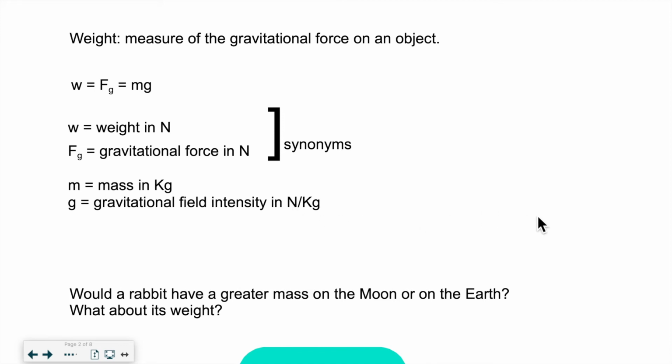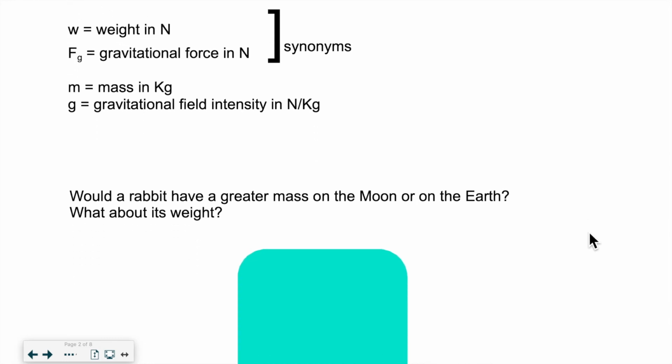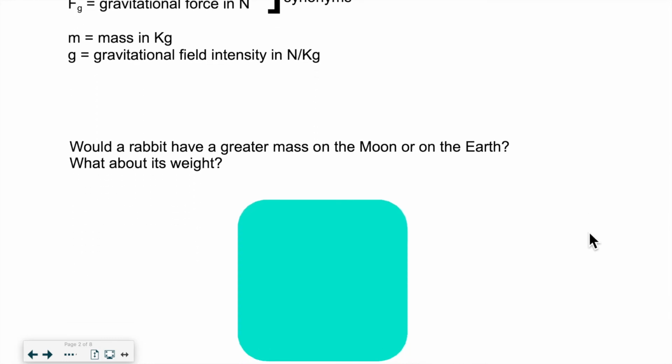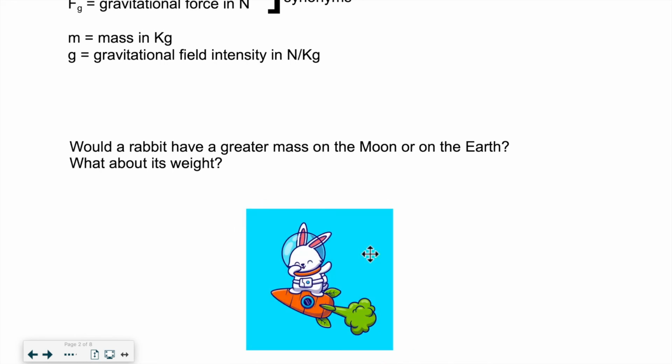So if we took a rabbit, for example, would it have a greater mass on the moon or on the Earth? So the question really is, does the amount of matter inside the rabbit change whether it's on the moon or on the Earth? The answer is no. So it should have the same mass actually on either one. But what about the weight? Would its weight change? Well, we know that on the moon, everything is lighter, so the gravitational pull is not as strong. So where would it have the greater weight? Well, it would be on Earth. On the moon, it would have less of a weight.